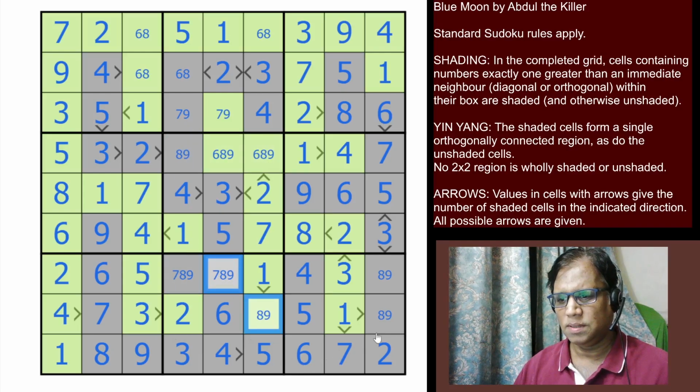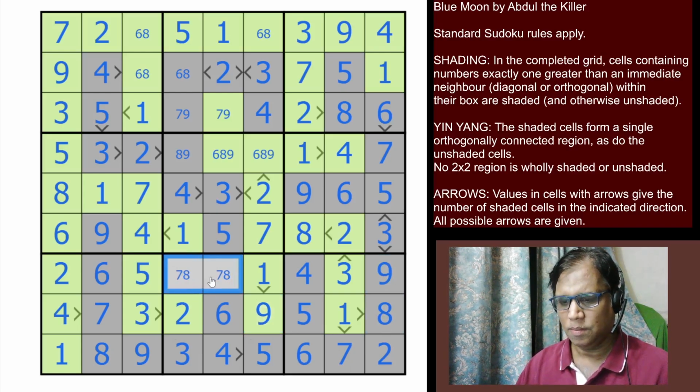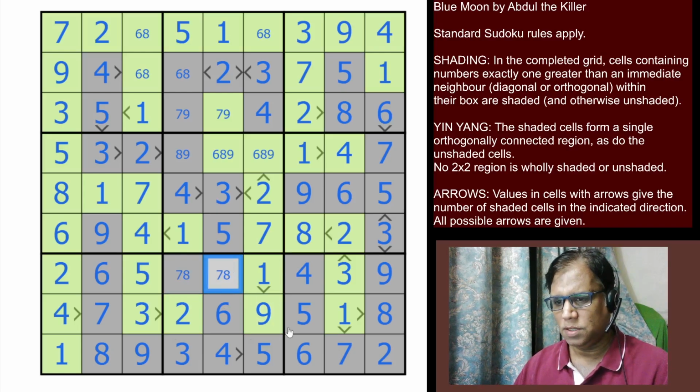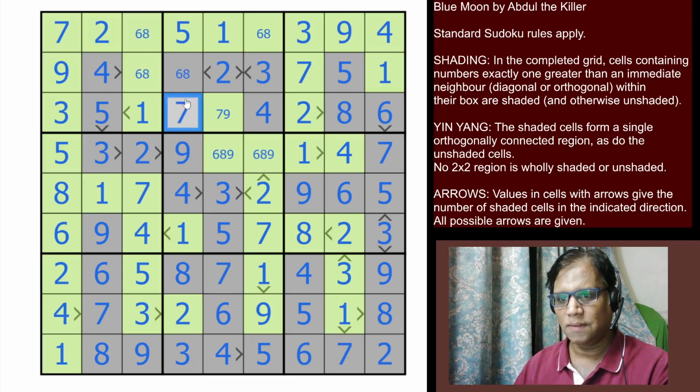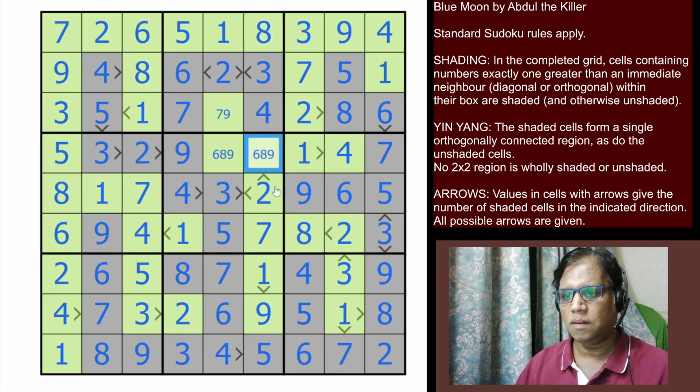6, 8, 7, 9, 8, 9, 7, 8, 9. 8, 9, 5. Oh, 7, right? So that must be 8. That must be 9. None of that's 9, considering 9 is here, which is light. So that must be 8. That must be 7. That 8 will give this 9. Will give this 7. Will give this 6. Will give this 8. Will give this 6.